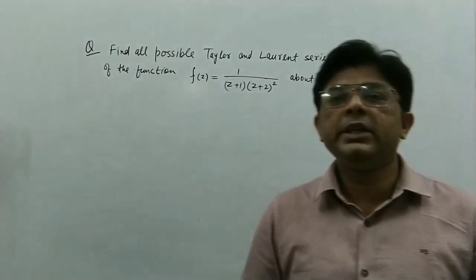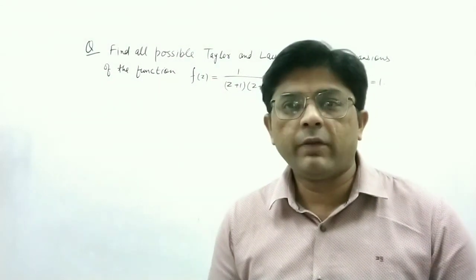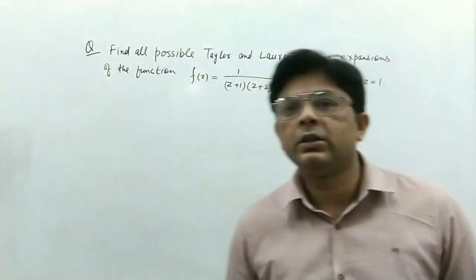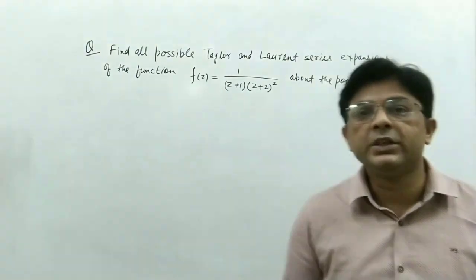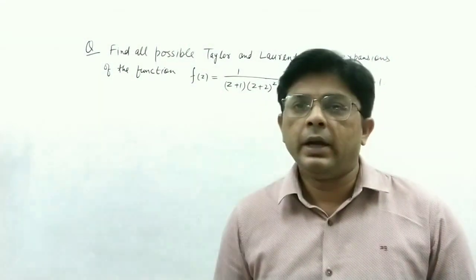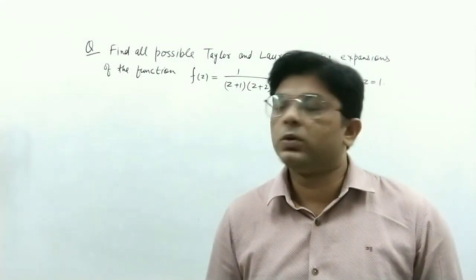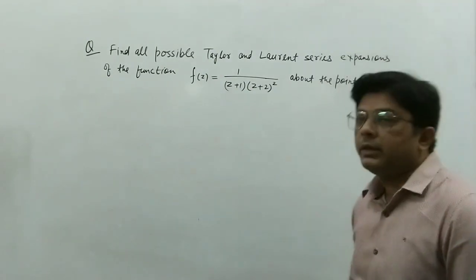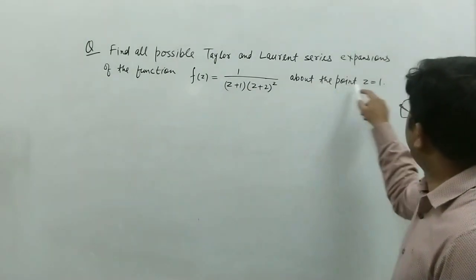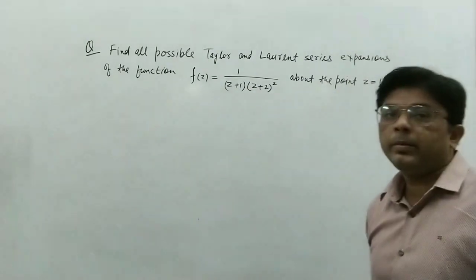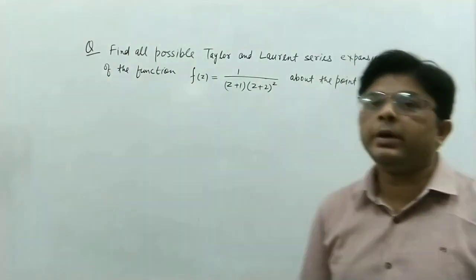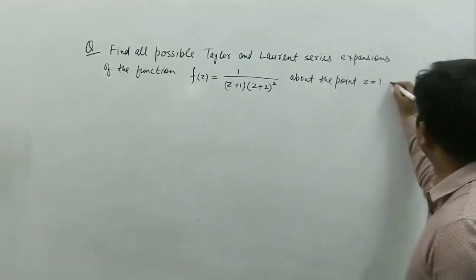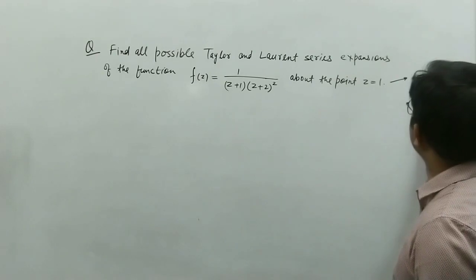And here the region is not given. So first we have to find the region, in which region we can find Taylor series, in which region we can find Laurent series, and after that we will find those series. Only the point is given, that we have this point about z equal to 1. It means all the series should be written in the powers of z minus 1.